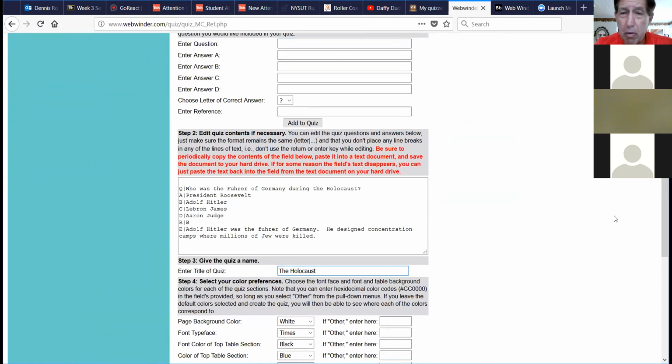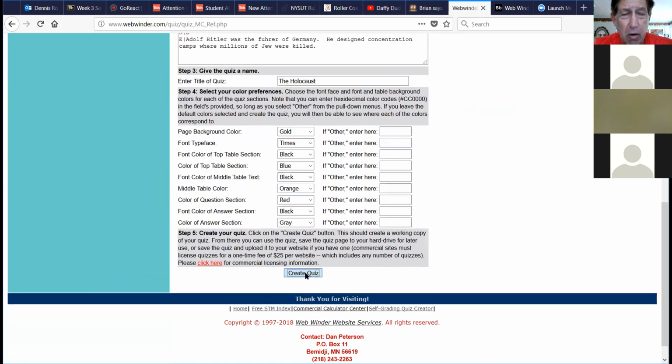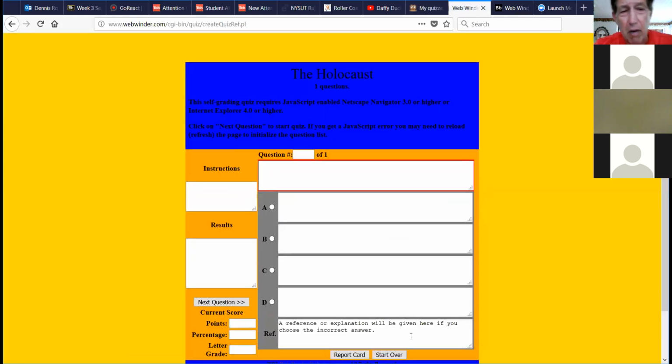Okay, make it look good, guys. Page background color, gold. Font is black. That could be blue. Font color, keep those black. Middle tab color, let's say orange. Okay, color of question, red, so on and so on. And then you go click create quiz, and look how good it is.